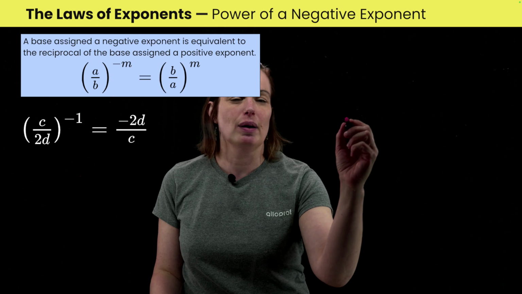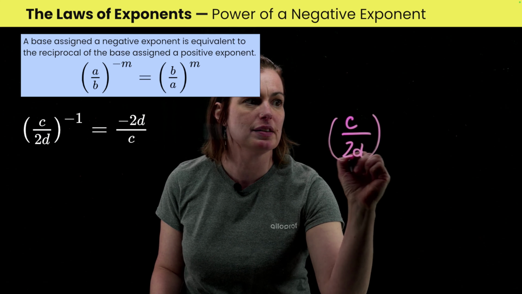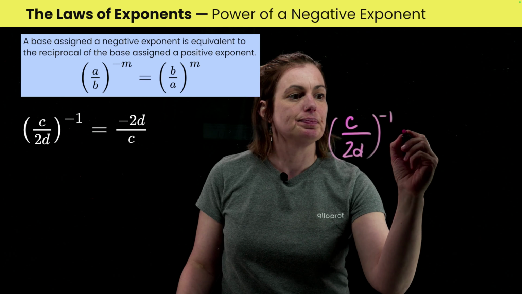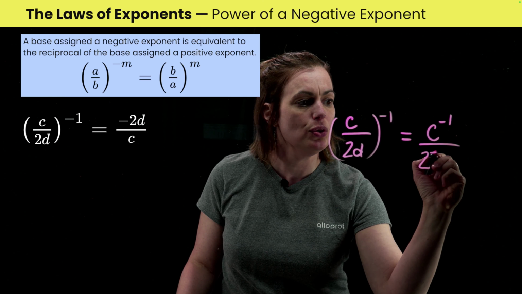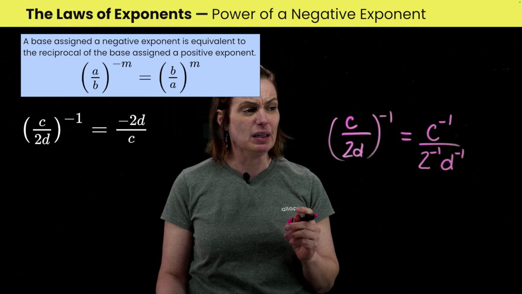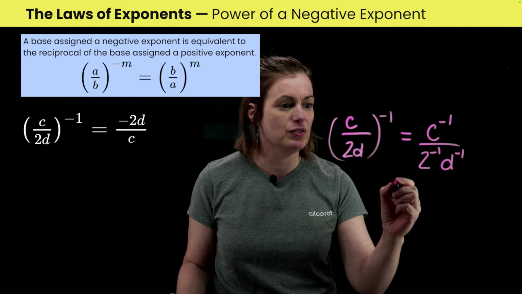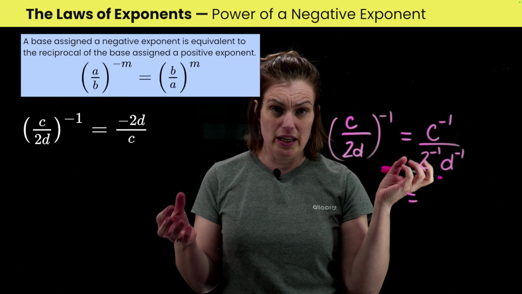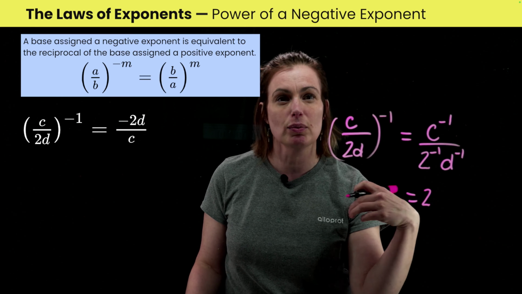If I start with my initial problem, c over 2d, and then in brackets, all to the power negative 1. The first thing I'm going to do is distribute this negative 1. So what that looks like is c to the exponent negative 1 over 2 to the exponent negative 1 times d to the exponent negative 1. Now, we just talked about how negative exponents, we have to flip them and make them positive. So instead of writing 2 to the negative 1 times d to the negative 1 in the denominator position, that's going to come up and take over the position of the numerator, and my negative 1 will become positive 1.